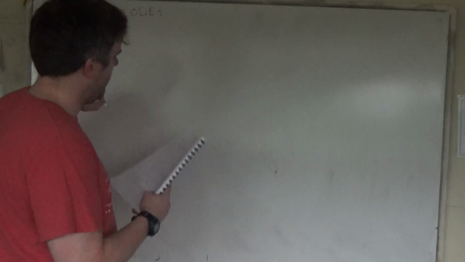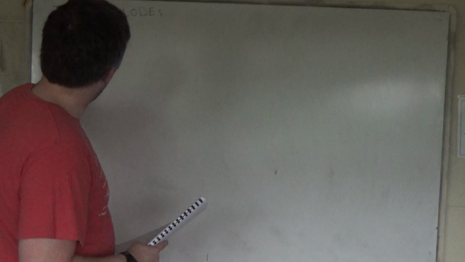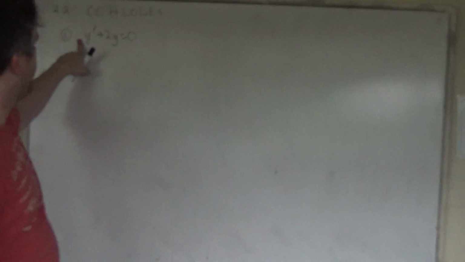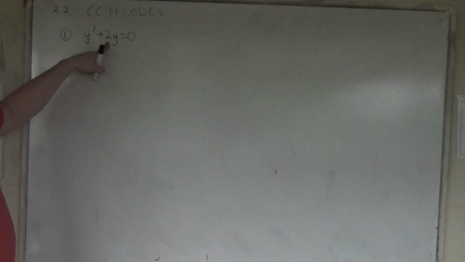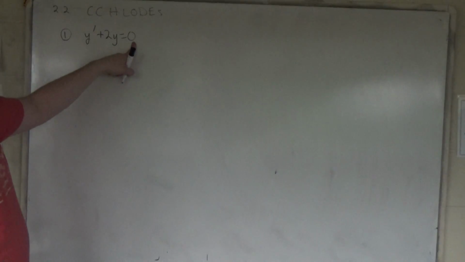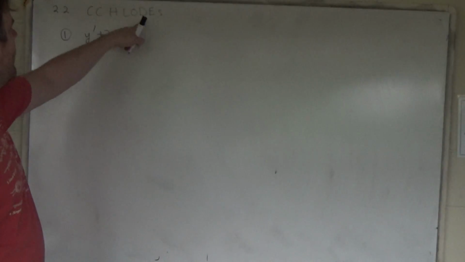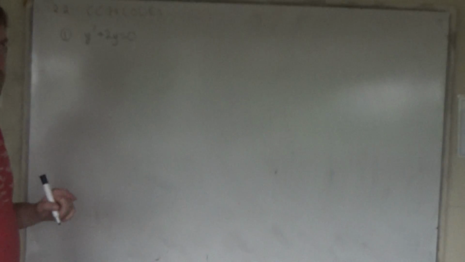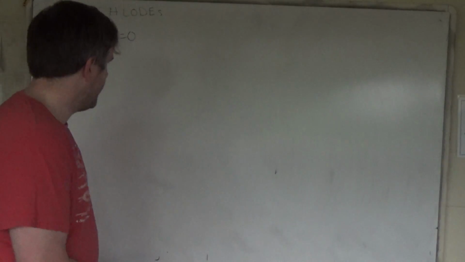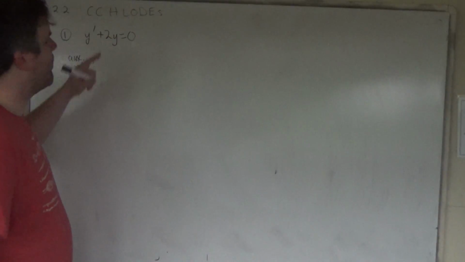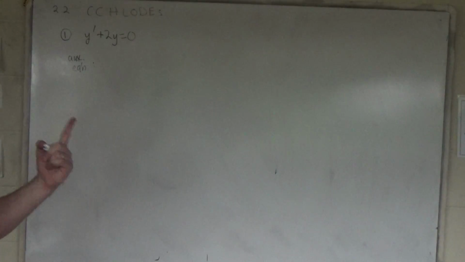If we have y prime plus 2y equals 0, notice that these are constant coefficients. The coefficient there is 1, and the coefficient there is 2. It's homogeneous because it's set equal to 0. And it's linear because it takes the linear form, and it's a differential equation because of the y prime. Okay, the auxiliary equation, by the way, this happens to be first order because there's only one derivative.